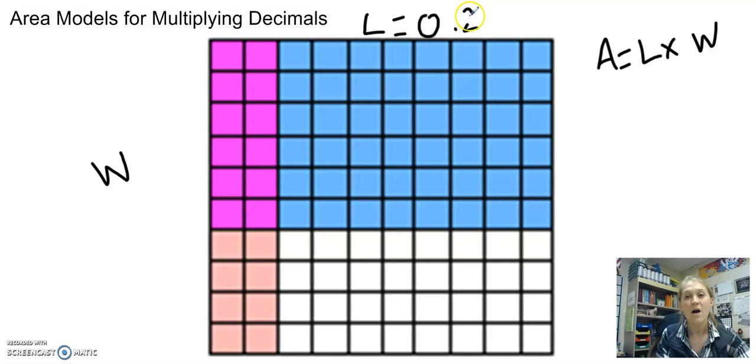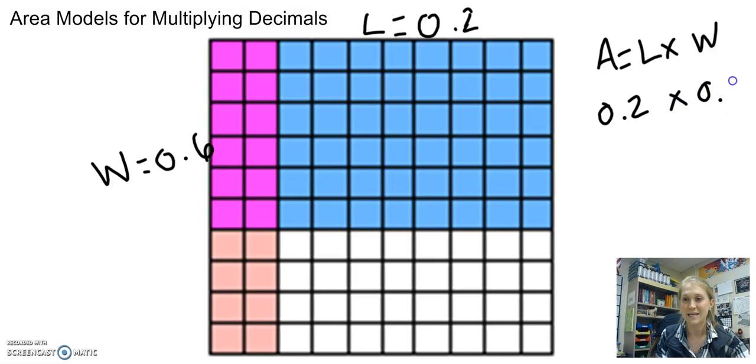What about our width? Our width goes up and down. We can see that this purplish blue is going up and down. And so we can see there's 1, 2, 3, 4, 5, 6. There's 6 rods going up and down. So our width is 6/10. The first thing we need to do is figure out what problem we're solving. If area equals length times width, then that means that the problem we're solving is 2/10 times 6/10.